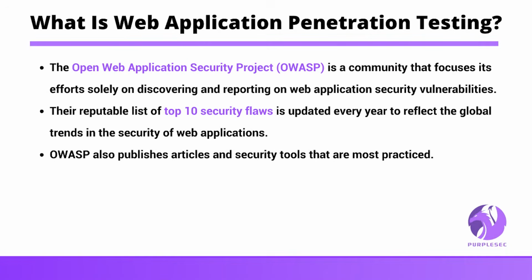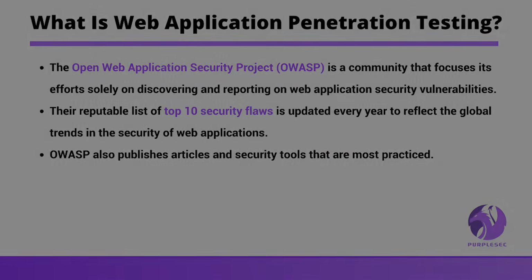The Open Web Application Security Project, or OWASP, is a community that focuses its efforts solely on discovering and reporting on web application security vulnerabilities. Their reputable list of top 10 security flaws is updated every year to reflect the global trends in the security of web applications. OWASP also publishes articles and security tools that are most practiced.